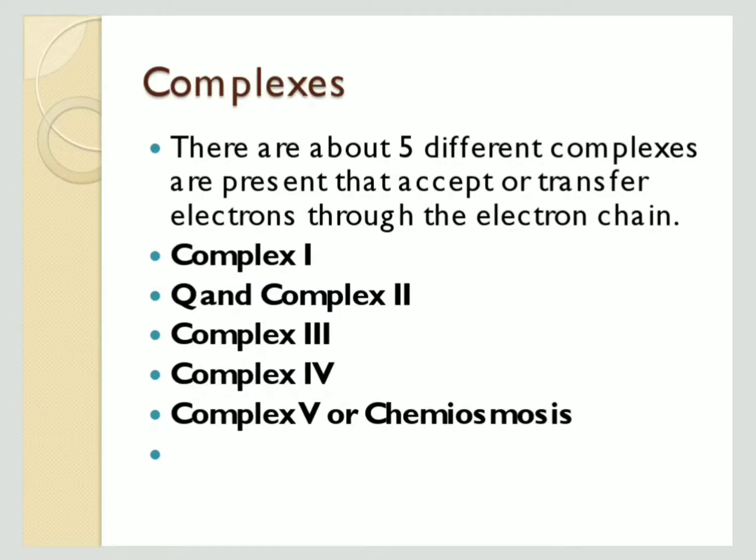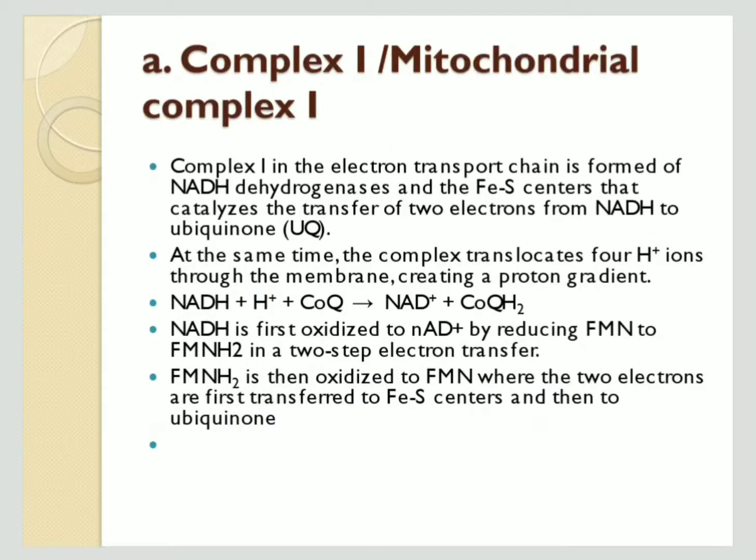First one is complex 1, or mitochondrial complex 1. This part of the electron transport chain is formed of NADH dehydrogenases and iron-sulfur centers. It catalyzes the transfer of 2 electrons from NADH to the ubiquinone, as well as 4 protons being pumped through the membrane. They will cross the matrix region. So NADH is first oxidized to NAD plus and it will transfer the electrons.